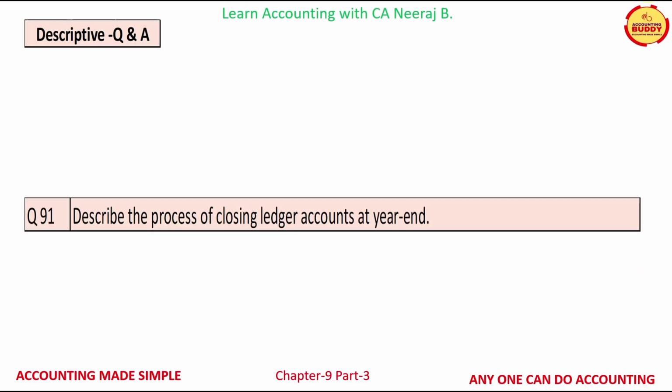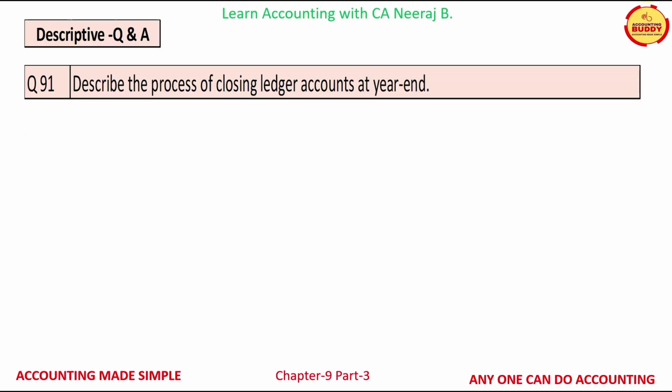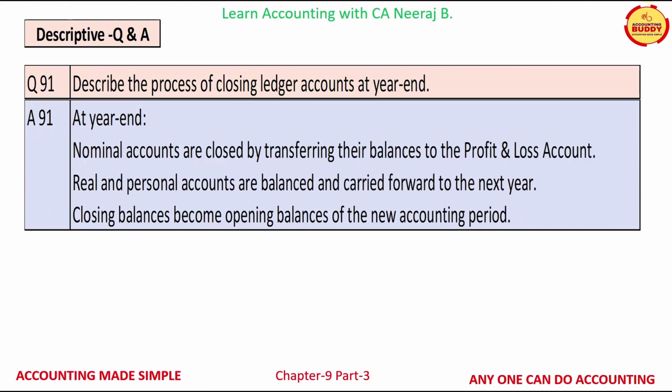Question number 91 is describe the process of closing ledger accounts at the year end. And the answer is at year end, nominal accounts are closed by transferring their balances to the profit and loss account. Real and personal accounts are balanced and carried forward to the next year. Closing balances become the opening balances of the new accounting period.